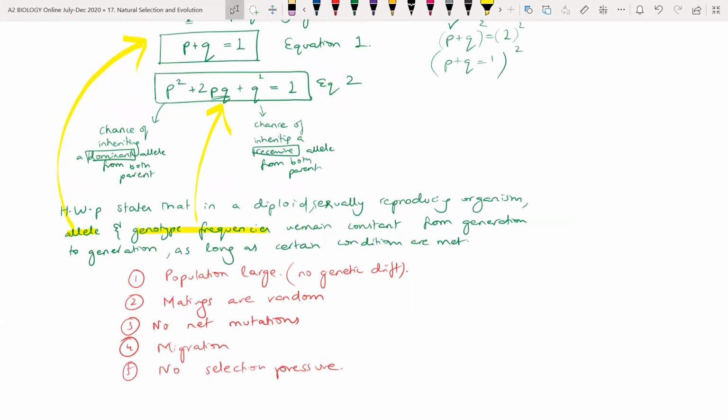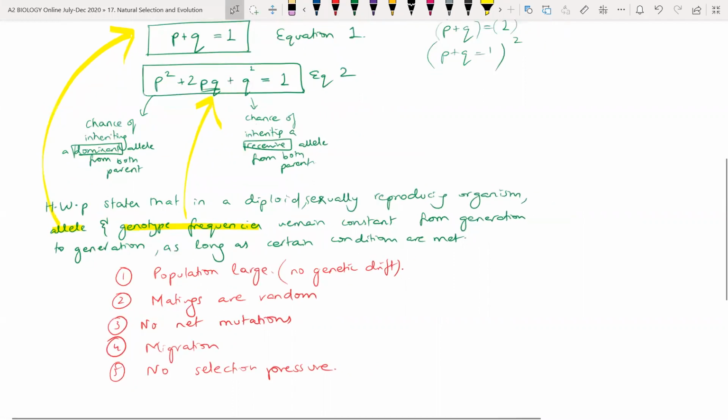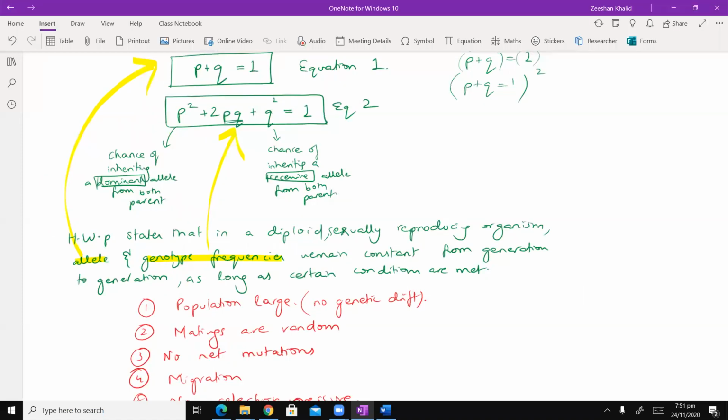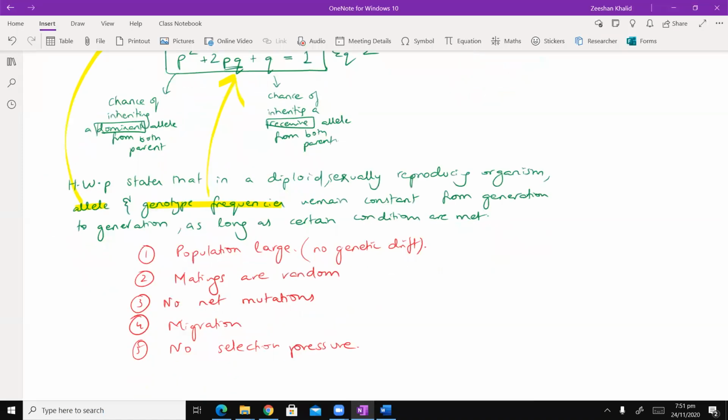to remain constant. अब मेरा आप सबसे एक क्वेश्चन है, मुझे आप ये बताएं, do you think that this will happen in real life? That there are no net mutations, matings are totally random, or migration नहीं हो रही, no migration, sorry, no migration. I mean, that is not possible. Then why on earth do we have this formula in the first place? I mean, why do we have to use these calculations?